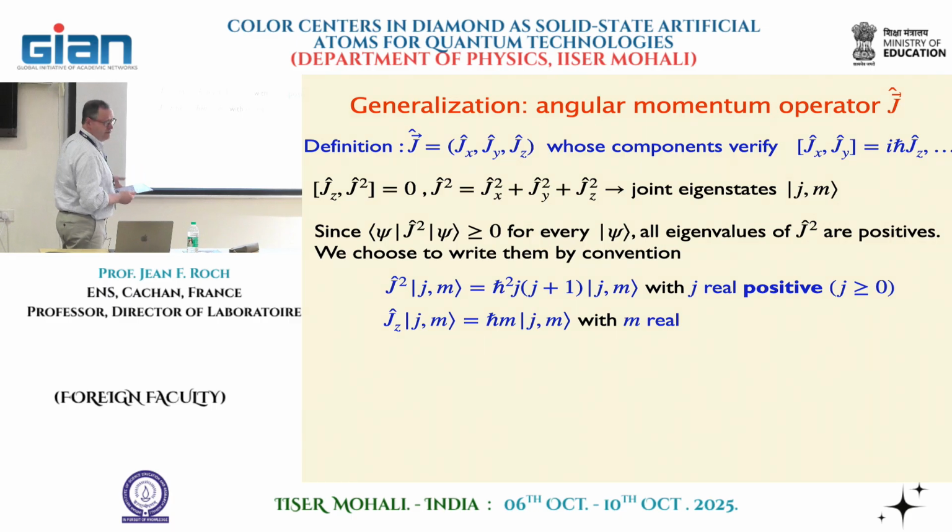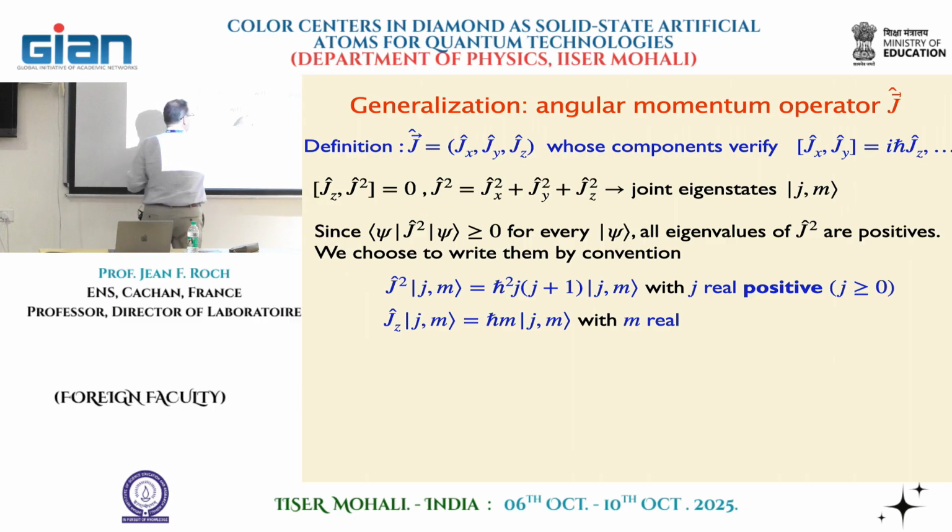At that point, I do not know what j and m can give. Nevertheless, there is a theorem that tells us that since J squared has a positive average value over any state psi, all eigenvalues of J squared have to be positive. By convention we write J squared acting on |j,m> as equal to h bar squared j(j+1) |j,m>, with j real and positive, and the same for Jz. Again, these parameters have to be real because these are Hermitian operators.